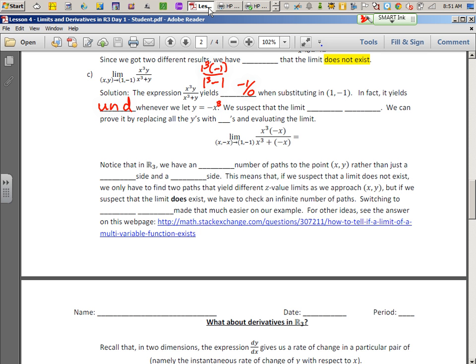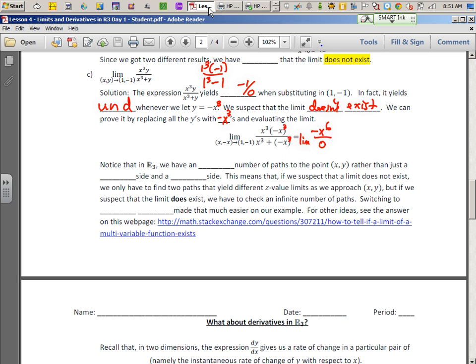Okay, so we suspect that the limit doesn't exist. And when you suspect the limit doesn't exist, you just need to find two paths that give different answers. So I'm going to replace all my y's with negative x cubes. And the top gives me negative x to the 6th, and the bottom gives me 0. And this expression is undefined always. I don't care what x and y are going to.